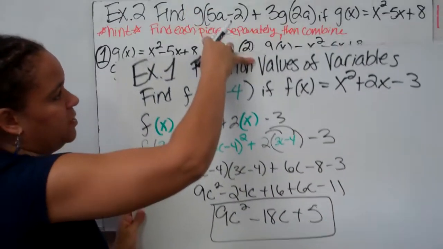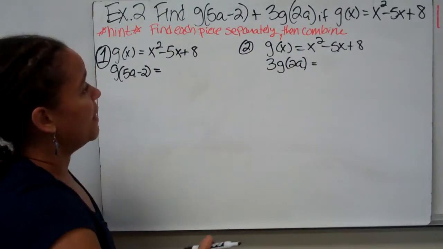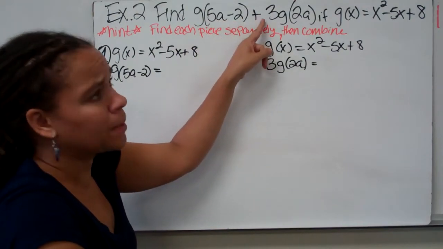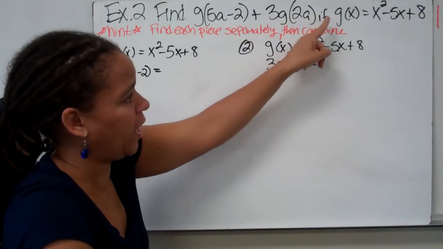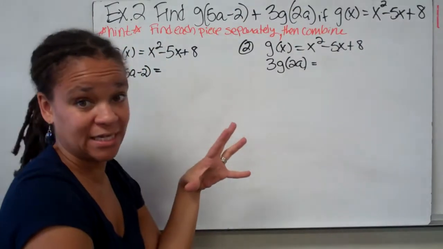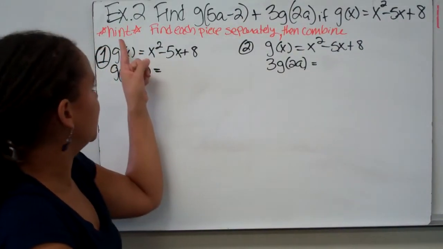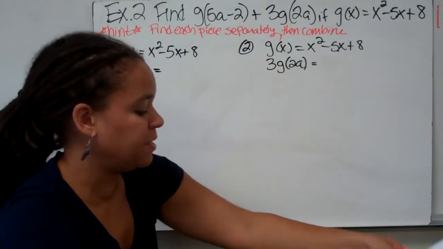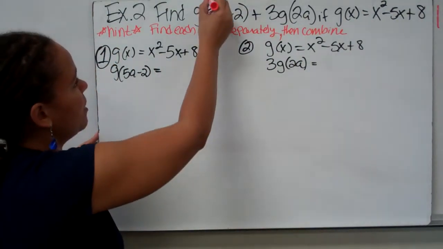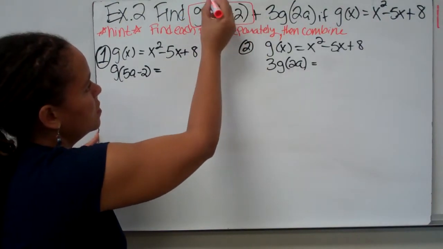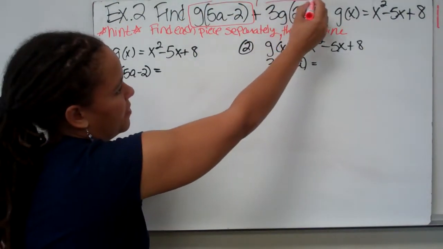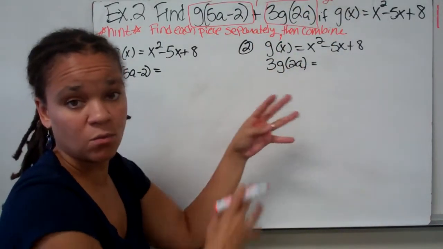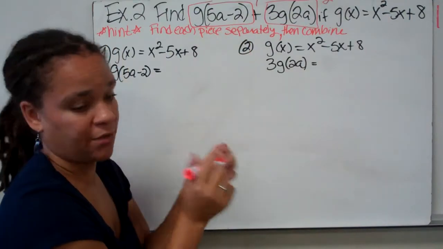Okay, one more example today. So this one is a little harder. It says find g of 5a minus 2 plus 3g of 2a if this is our function. Yikes, there's a lot there. So my hint is find each piece separately, then combine. So we're going to do piece 1 and piece 2. We'll find those, and then what our answers are, we'll just add them together.